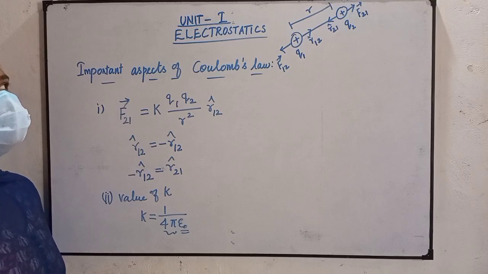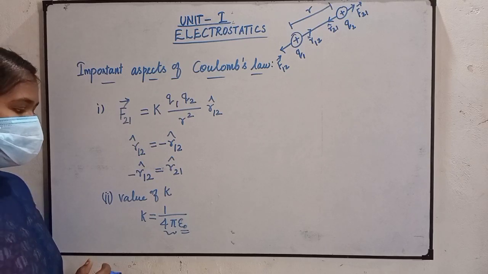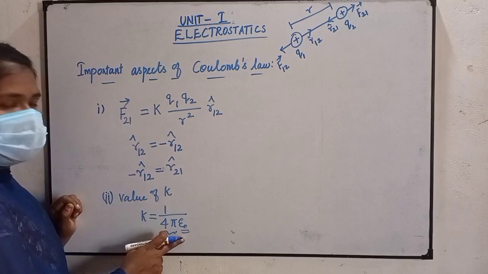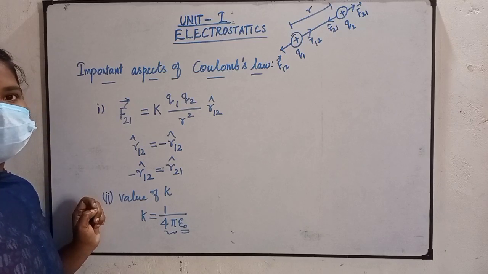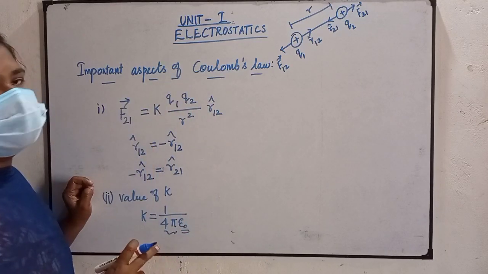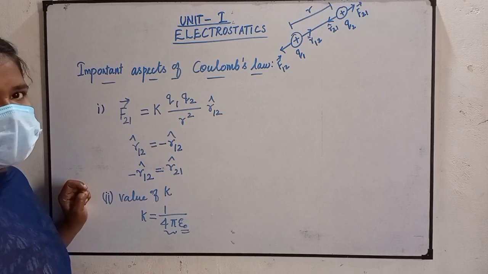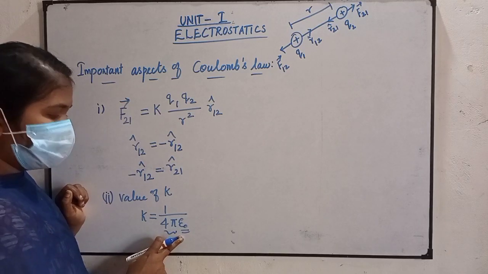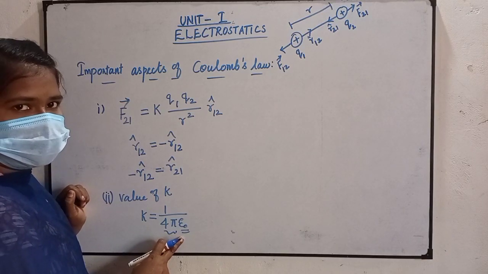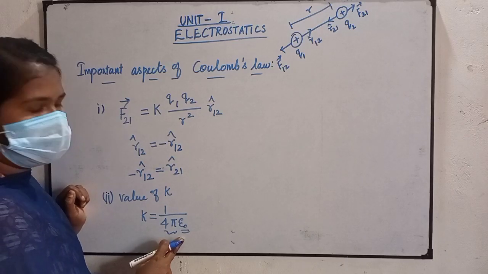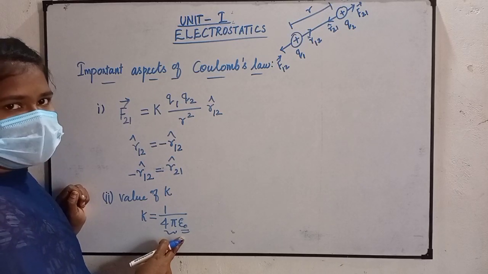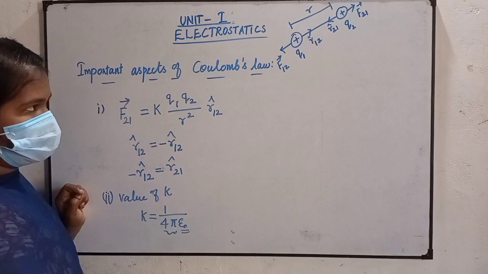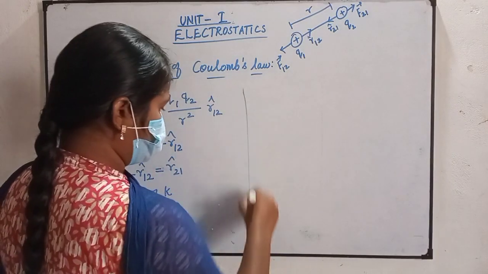Which medium do we have to use? Epsilon naught represents the permittivity of the medium. Here we use vacuum, that means free space, which doesn't have any air molecules. So epsilon naught is the permittivity of free space. Now the value of epsilon naught is given as 8.85.